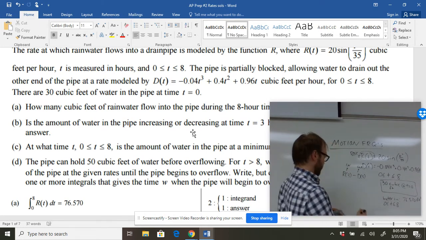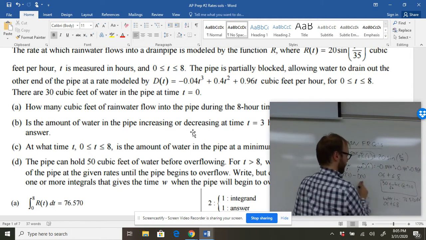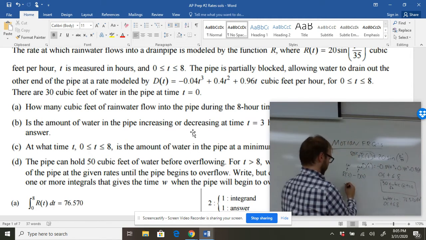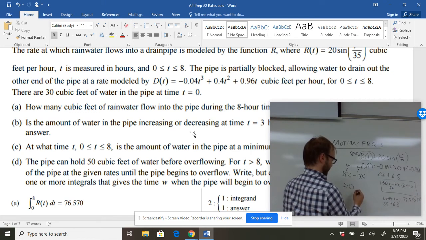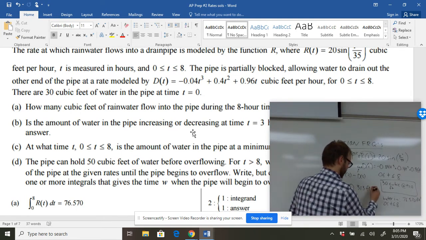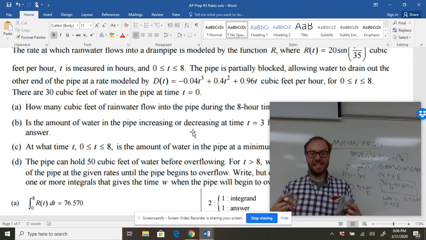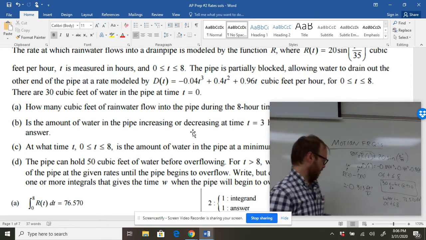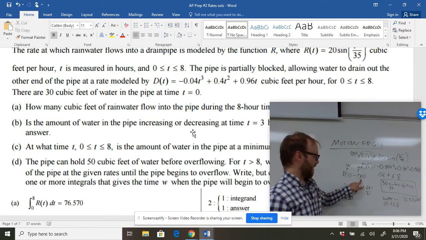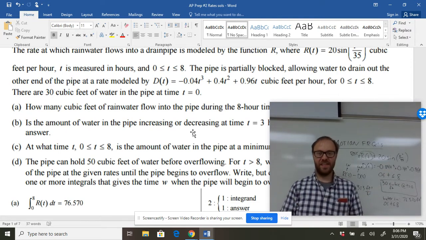And actually, if you do subtract those two rates, so if you sub in 3 to this function, and you sub in 3 to this function, and you subtract, you apparently get approximately negative 0.313. And again, that's a rate of change. That's cubic feet per hour. Okay, so the amount of water would be decreasing. Okay, in other words, right now, water's leaving faster than it's coming in. And I think if you run those two numbers, you'll be able to see that.